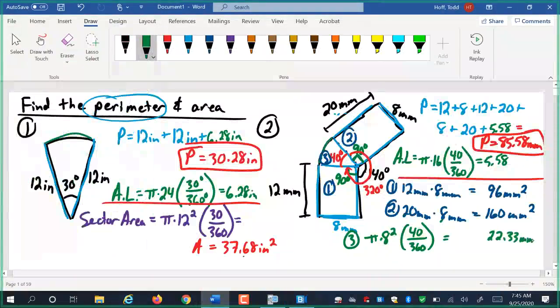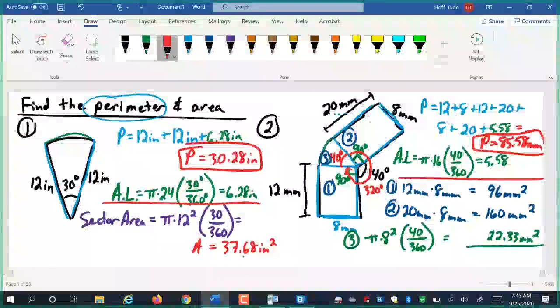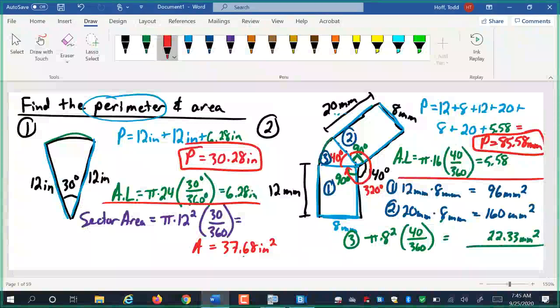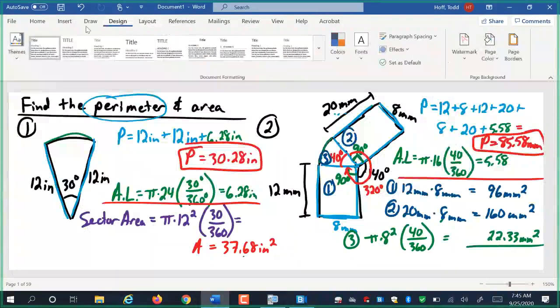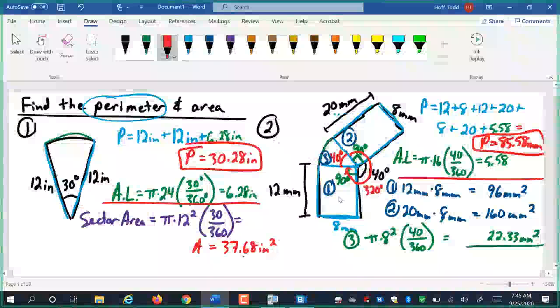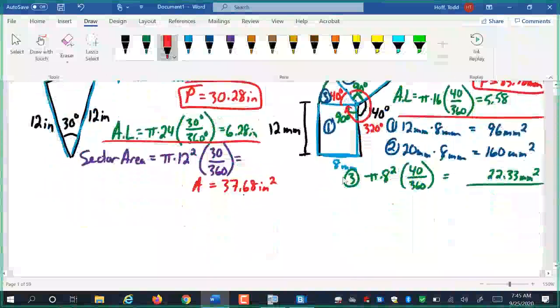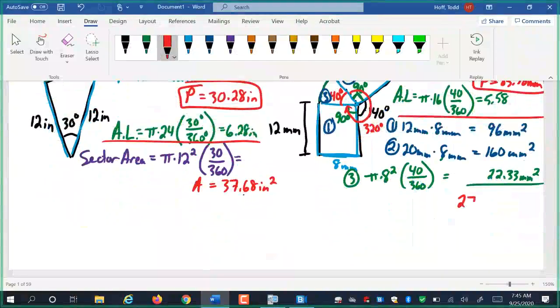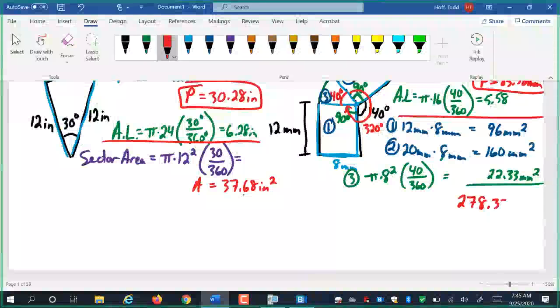That is millimeters squared. So we add that all up, we have 96, 256, 278.33 millimeters squared for area.